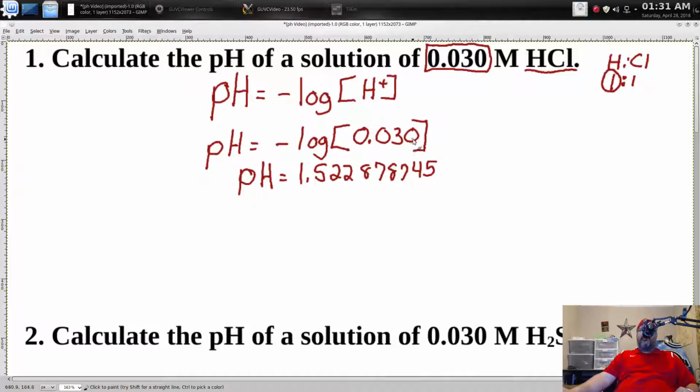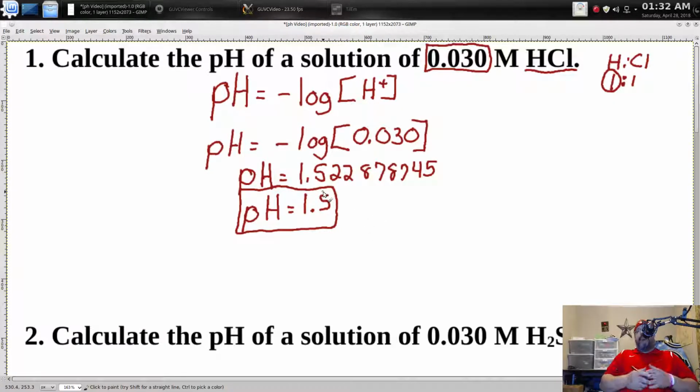Here, we've got 2 sig figs, so it's hard to argue that our pH can be more than 2 sig figs. So the pH here will be 1.5 if you're keeping 2 sig figs. This will be your answer. Now, if your instructor specifically told you to go out to the nearest hundredths place, then your pH would just be 1.52. So anyway, that's how you calculate the pH of a solution given the molarity, or concentration, of the acid when it's 1 to 1.